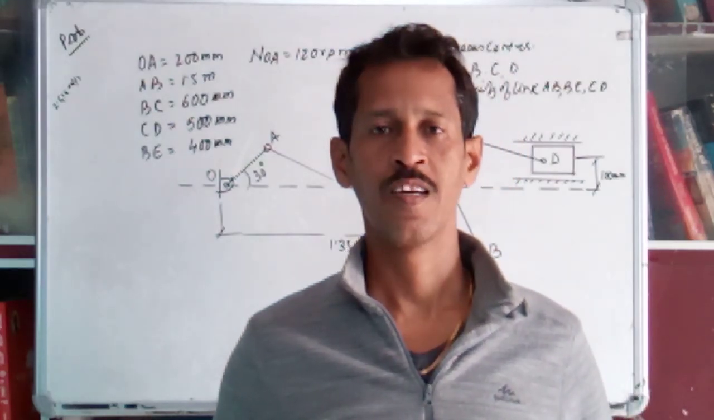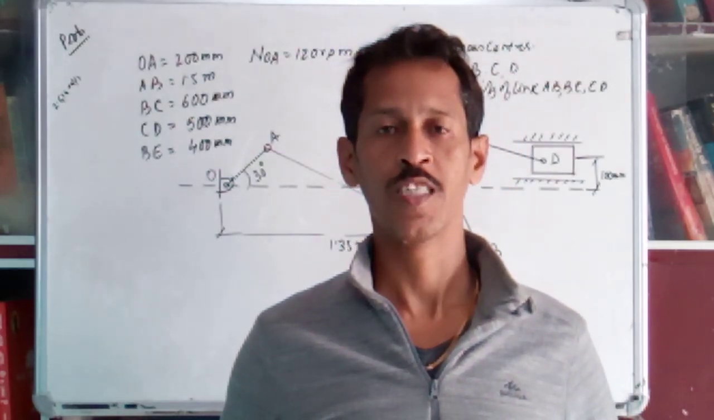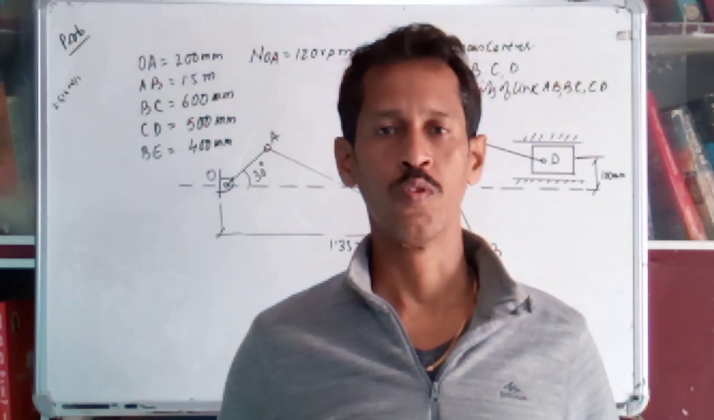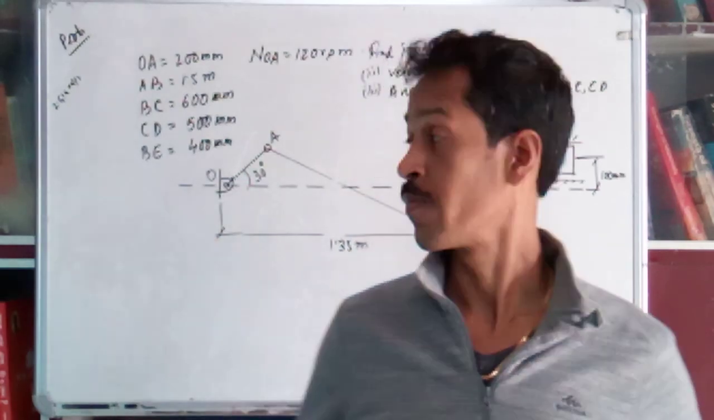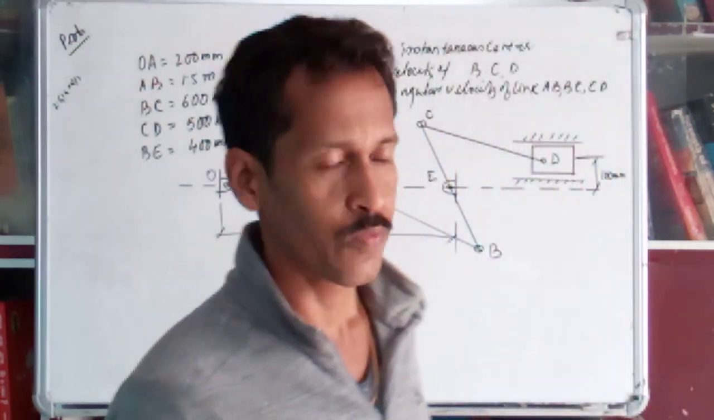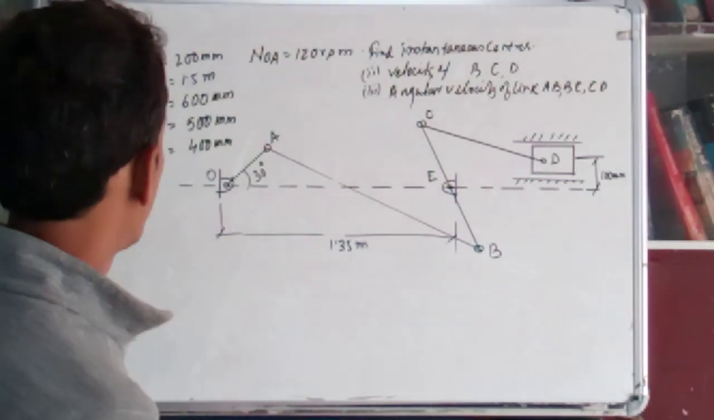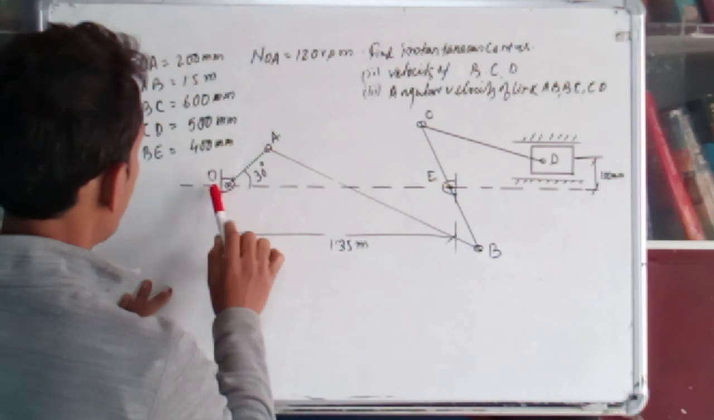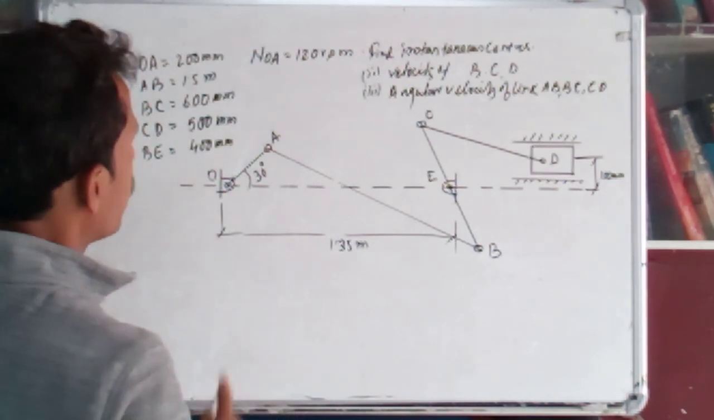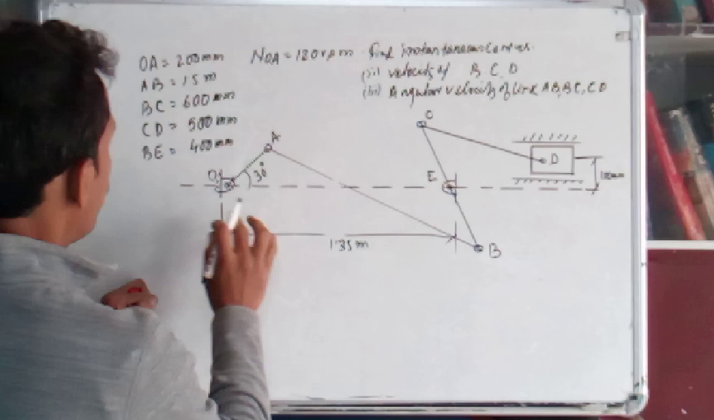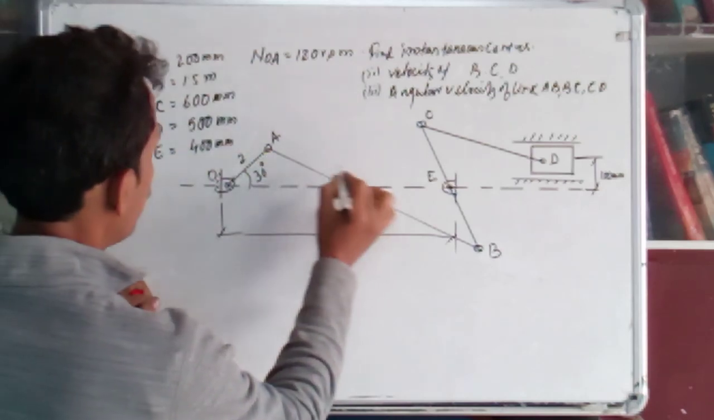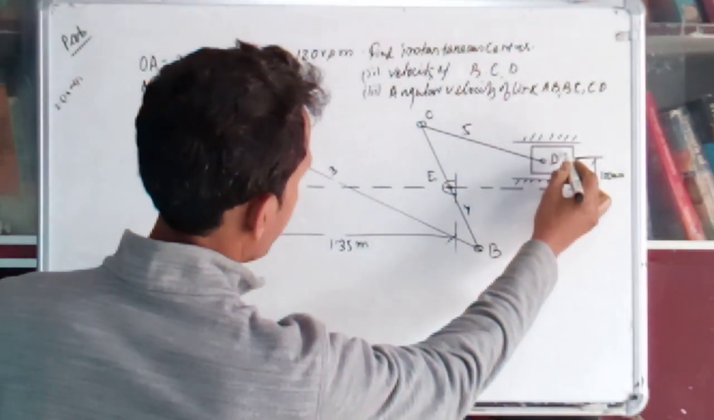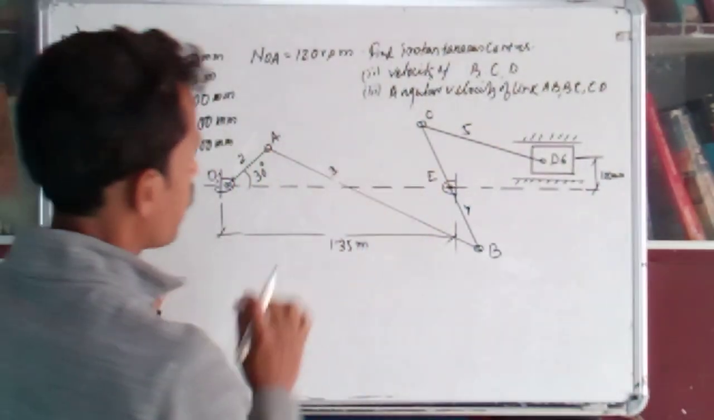Today we'll discuss velocity analysis of a 6-bar problem considering the instantaneous center method. Okay, so we have already given the problem on the board. See the problem. Here you can see a 6-bar mechanism, with links 1, 2, 3, 4, 5, and this is 6. So that is a 6-bar.